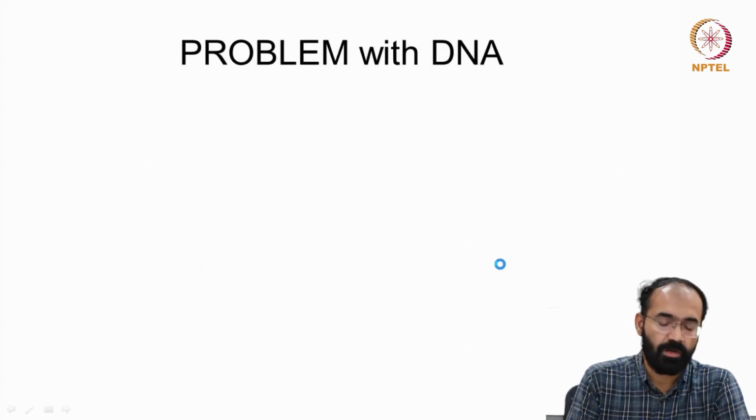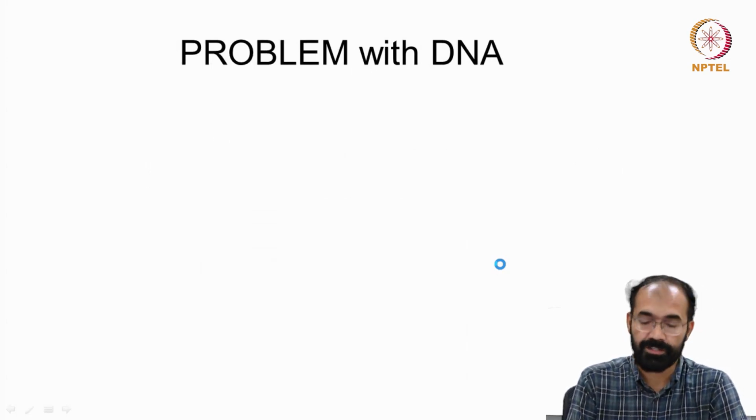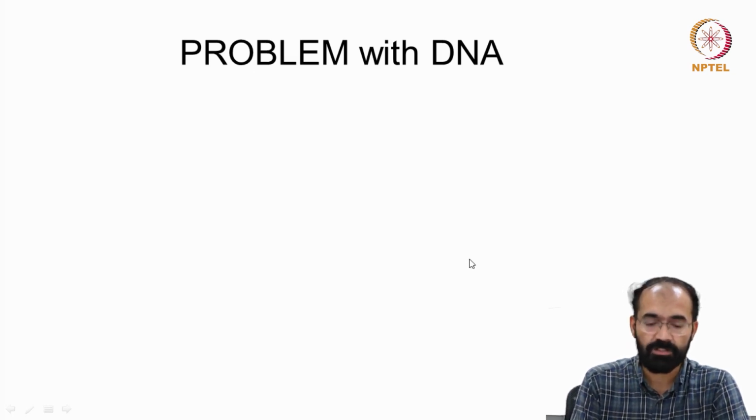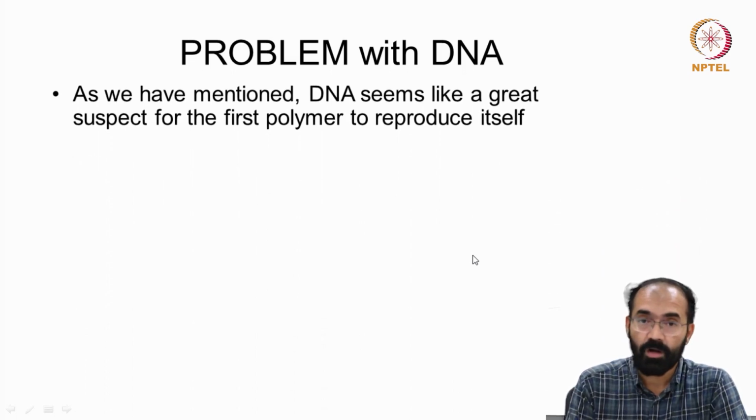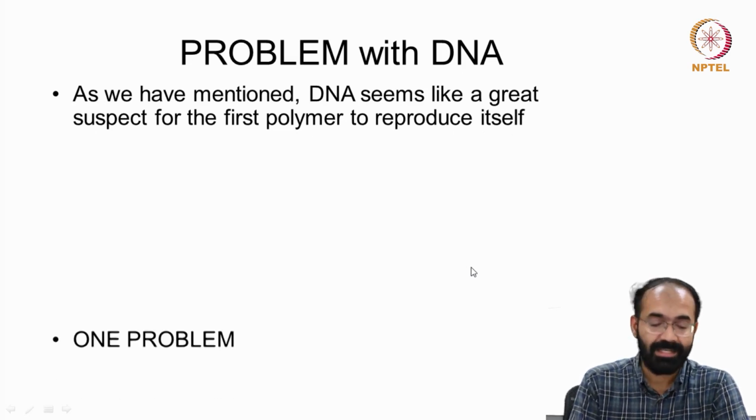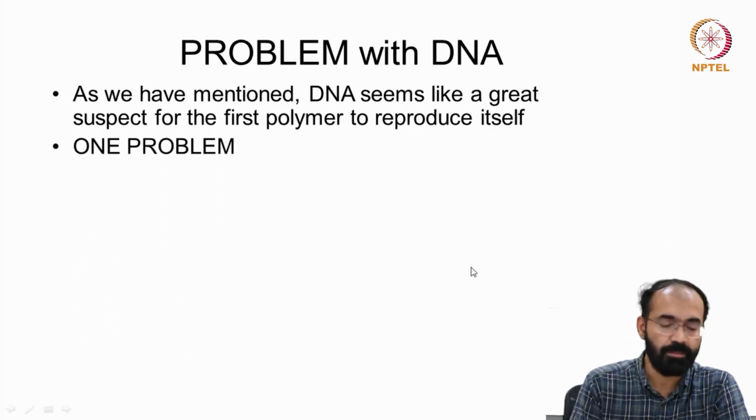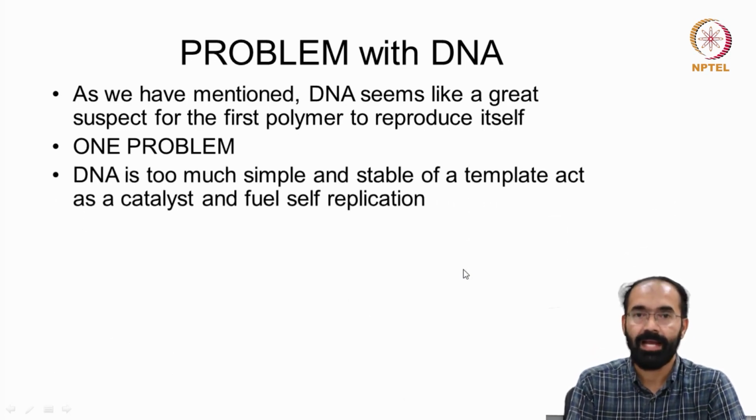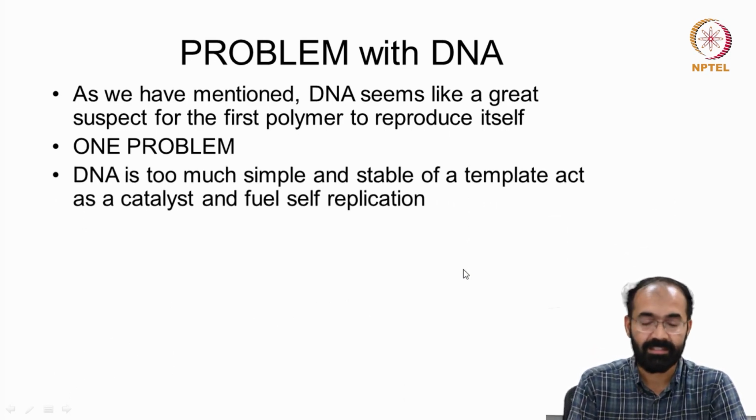And let us think, what's wrong if DNA has got lots of such features, pairing, structure, etc.? Why not think of DNA as the starting material? Why RNA? What is so unique about it? As we have already discussed, DNA seems like a great suspect for being the first polymer to reproduce itself. But is it genuinely true? Because it poses a big problem. What is that problem? The problem is DNA is too simple and extremely stable to act as a template, to act as a catalyst, and to fuel itself to form a new copy.